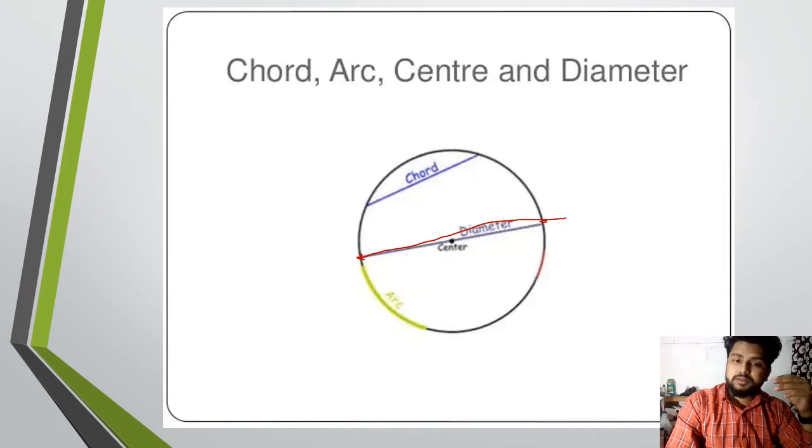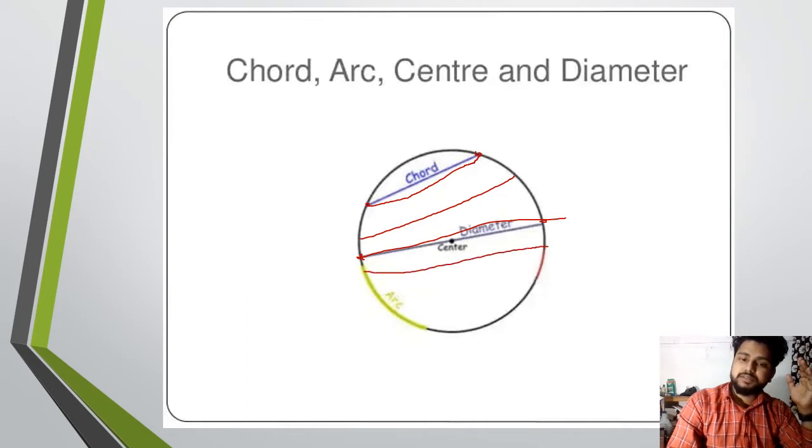A chord is the line which joins any two points of the circle. Here is a point, here is a point. Other than the line passing through the center, all the lines which join two points on the circumference are known as the chord of the circle.